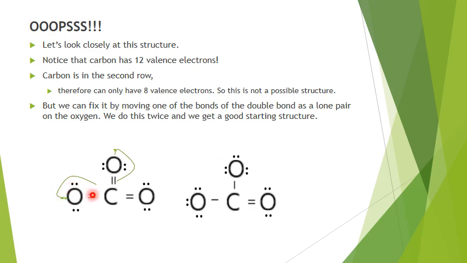All right. So what we can do is we can just move one of these, and it doesn't matter. We're going to move two of the pi bonds as lone pairs, and you end up with this structure right here. Okay. And if you look now, carbon has 2, 4, 6, 8, and each oxygen has 2, 4, 6, 8, 2, 4, 6, 8, and it looks like a good structure. All right. Okay. Well, it turns out that there can be other structures as well, not just this one.